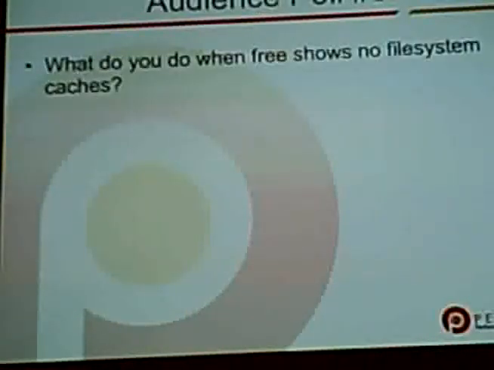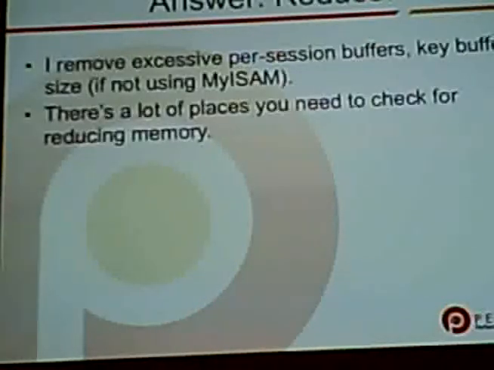So another poll: what do we do when free shows that there are no file system caches left available? File system caches, important for my ISAM tables. Yeah. So my best strategy on this probably makes sense: find out where I can reduce my memory usage. My own strategy, not to say that it's the best one, is that I've tended to attack the per-session buffers first, because I've noticed that they can add up quickly if you have a lot of connections.